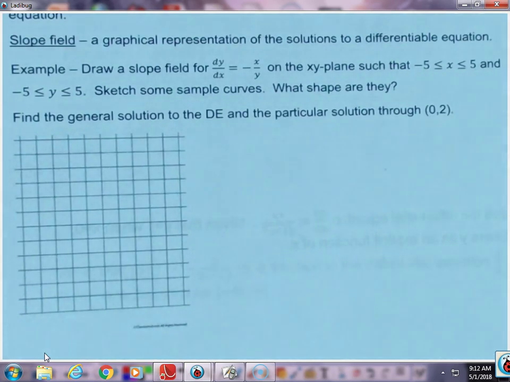So this is asking me to draw a slope field for dy/dx equals negative x over y between negative 5 and 5. That doesn't mean it's the only place it exists, but that's how far they want me to draw it, in both the x and y directions, and sketch some sample curves and see if I can figure out what the shape of them is, what the solution to the differential equation would look like. Now, not only that, we can actually find the general solution to the differential equation because it is one that we can do by separation of variables and find the particular solution through (0, 2). So we're going to do a lot with this one pretty simple problem.